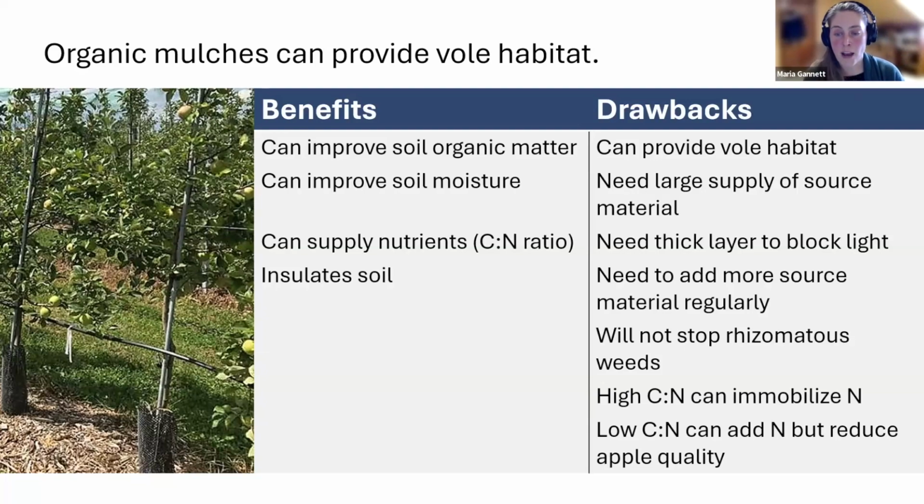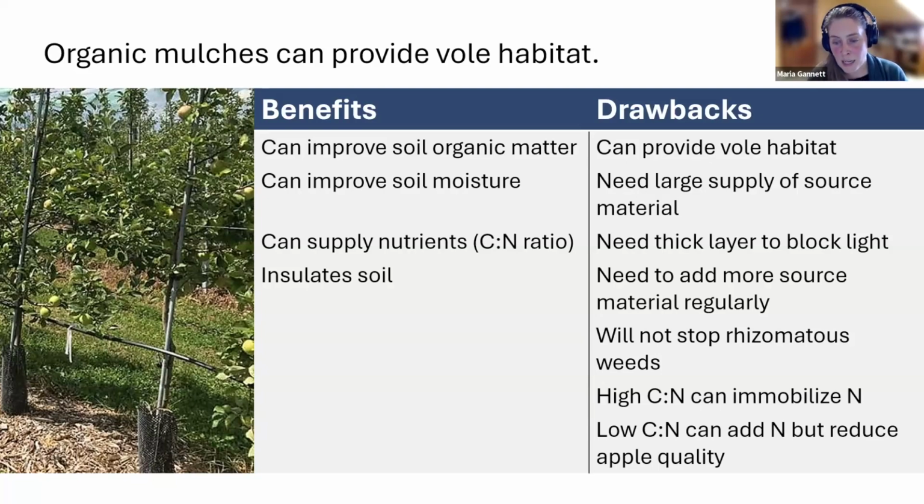And then if you have a high C to N ratio mulch, so that would be something like bark, sawdust, wood chips, straw, you can immobilize nitrogen. So again, as the microbes are breaking down that mulch material, they're using the nitrogen that's in the soil for their own decomposition and growth. And so that nitrogen is tied up in the microbial community and the decomposition of that organic mulch, and it's not available for the trees. So sometimes you have to add additional nitrogen in this type of system.